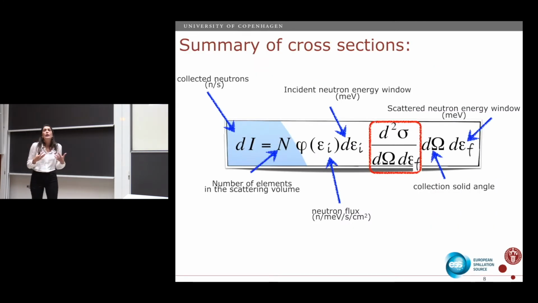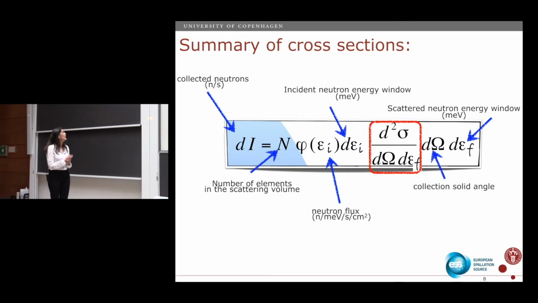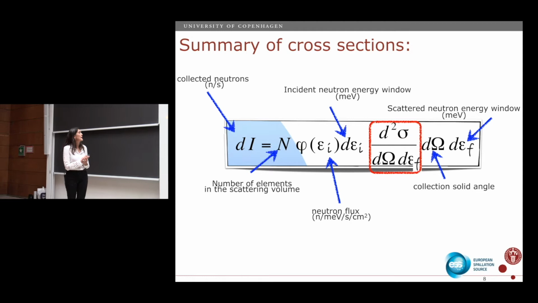Then I'm talking to you about cross-sections, what that really means, right? When I do a measurement, at the end of my measurement in the detector, what I'm going to collect are the neutrons per second. This number of neutrons per second that I collect depends on the sample, that's the number of scattering elements in the volume, and also on the cross-section, here, the scattering cross-section.